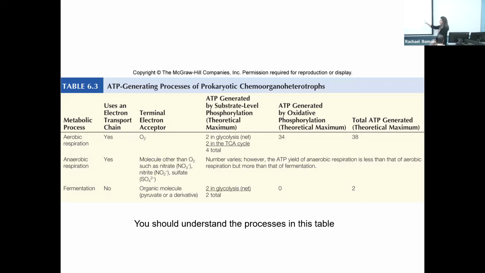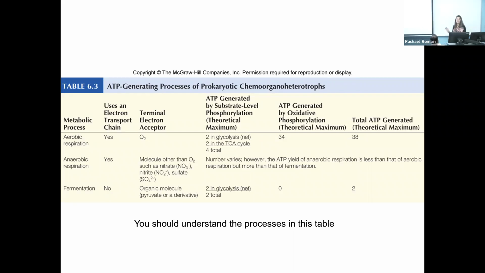We're also going to talk a little bit about fermentation. Fermentation is an important process that prokaryotes can use to make some ATP. But it is a completely different process because it only uses glycolysis to make ATP by substrate phosphorylation. It's only going to give you 2 ATP total. You're not doing electron transport, which is why over here it says no, okay? And you only make 2 ATP in the end.